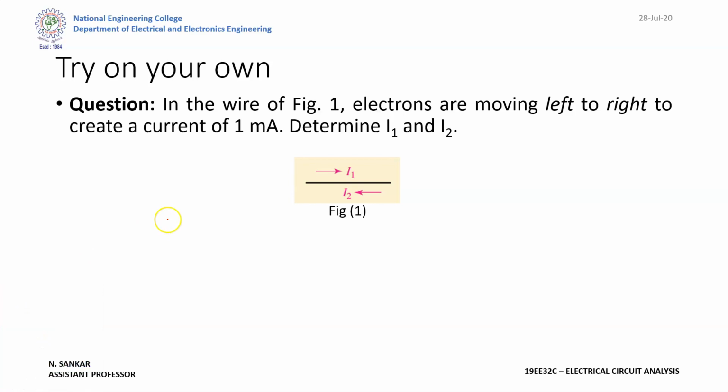Here I am taking this one as left and this one as right. Now E is the flow of your electrons. Now we have to find the current value. We know the numerical value; they have given it as 1 milliampere. But whether it is positive 1 or negative 1, that we have to find.